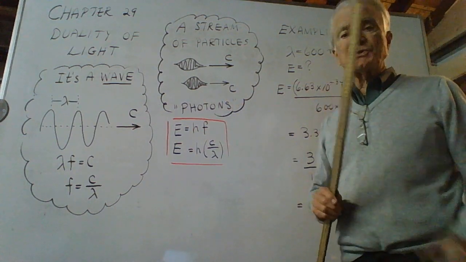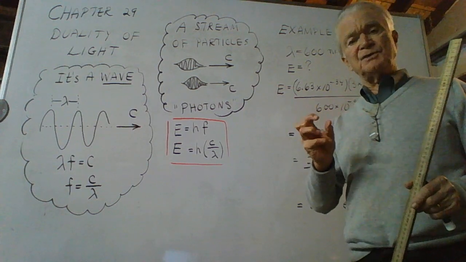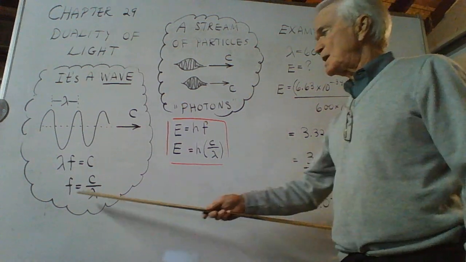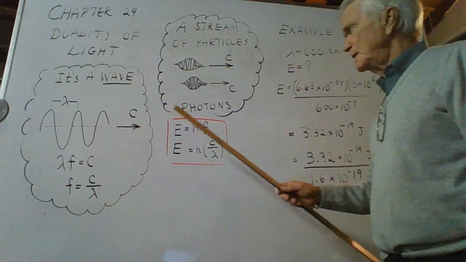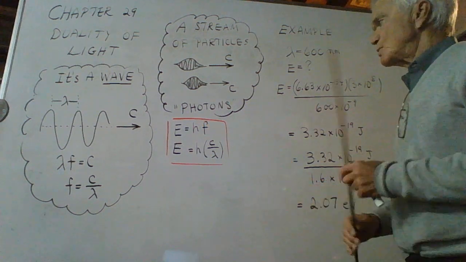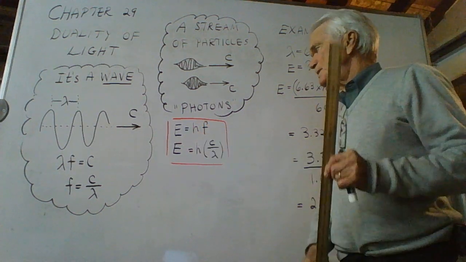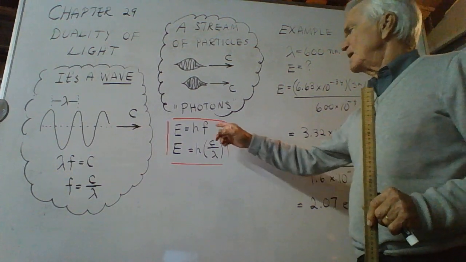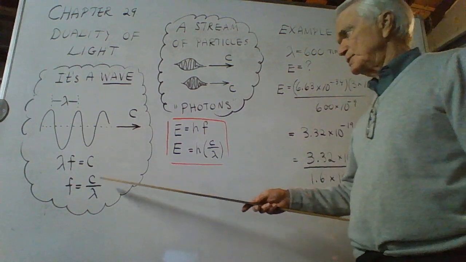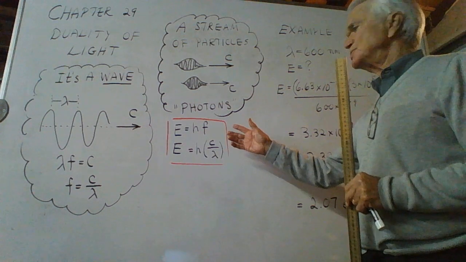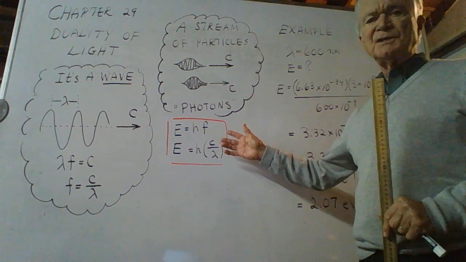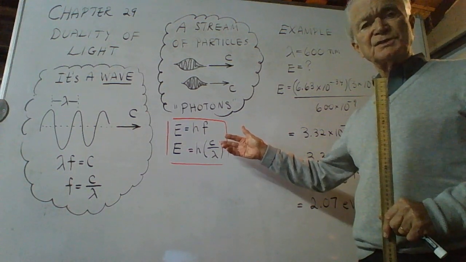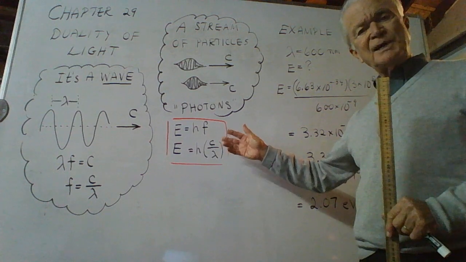Now, each one of those photons carries with it a unique amount of energy. All of the photons in a beam of light of a certain frequency f, all of them have the same energy, and it's calculated this way: h times f. What is h? I'll show you soon. f can be written, if you wish, alternatively this way. So you have two different expressions that you could use to find the energy of an individual photon in a stream of photons, which are equivalent to a wave.